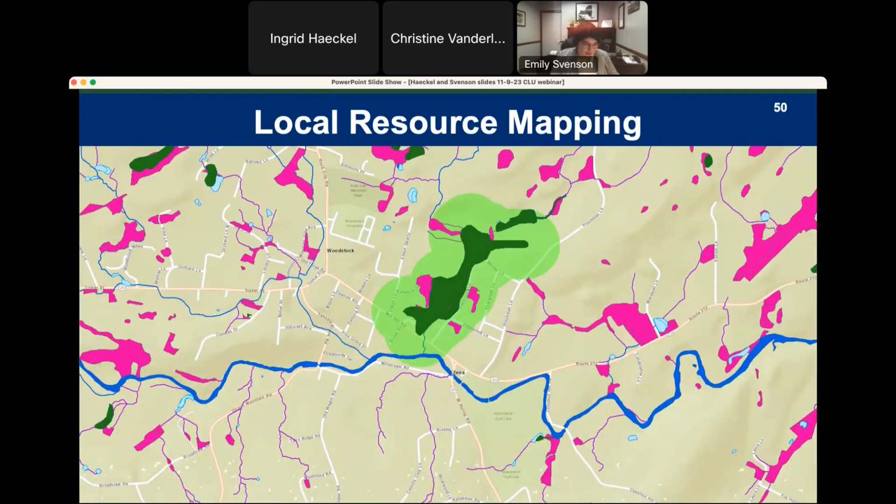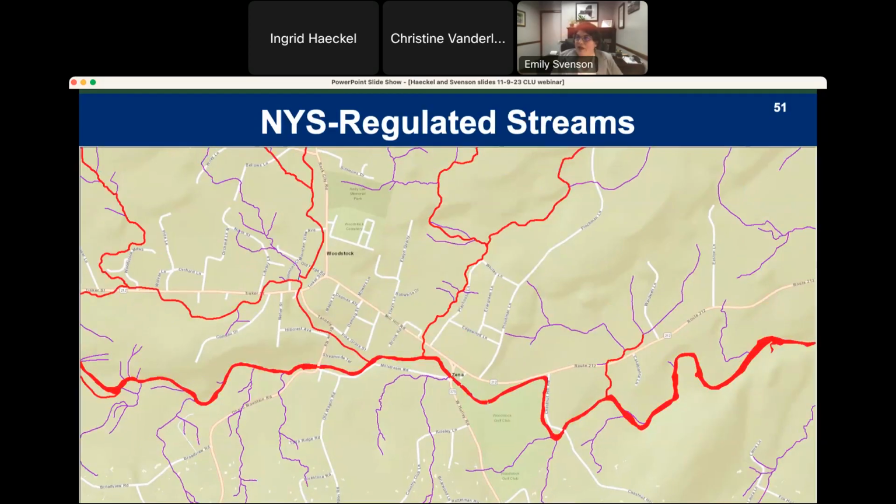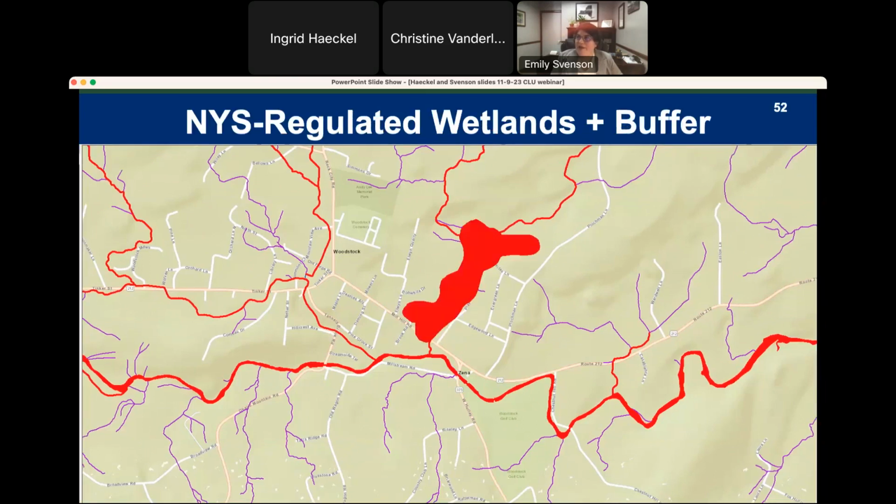Okay, so I want to try to put all those pieces together. This is going back to that mapping that Ingrid showed in the town of Woodstock. This colorful map shows all the different areas that the town found to be streams and wetlands when they did their own mapping. New York State stream regulations only cover those red streams that have been mapped and classified. New York State wetlands regulations include one wetland in this area, the one shown in red here, and the 100-foot buffer around it.